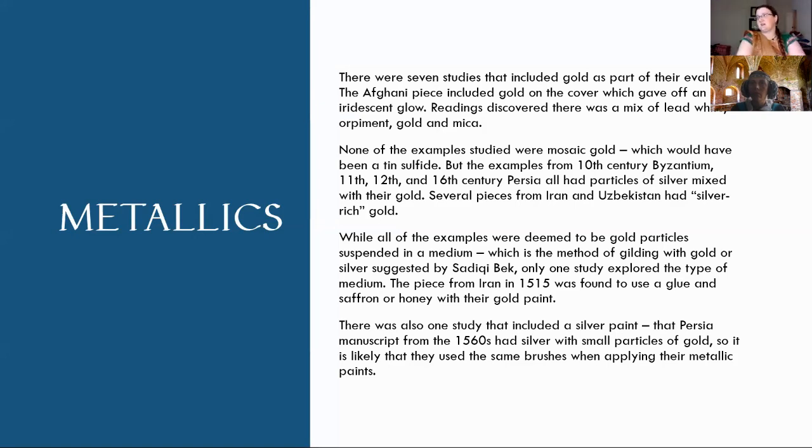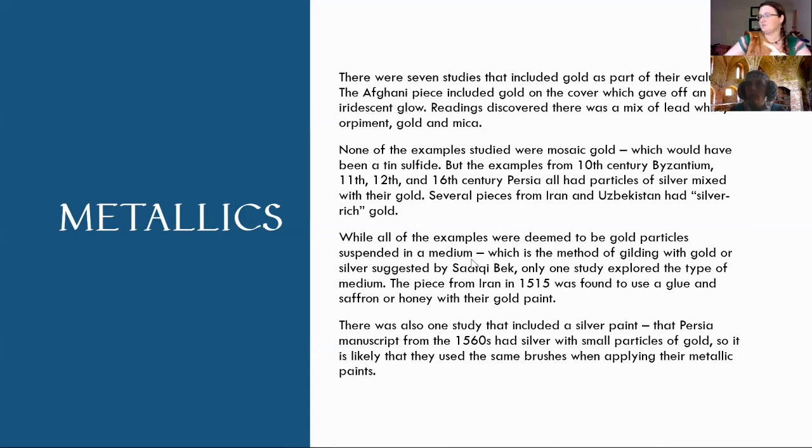So for metallics, there were a few studies that actually looked at the metallics, and a few of those had both silver and gold to test. And it was cool because when looking at what they studied, they never found mosaic gold. They always found pure gold, except in one case where they studied the binding of a book, and it was real gold plus mica plus orpiment. And I think that it was just used to stretch and make sparklier the gold that was on the cover of this book binding.